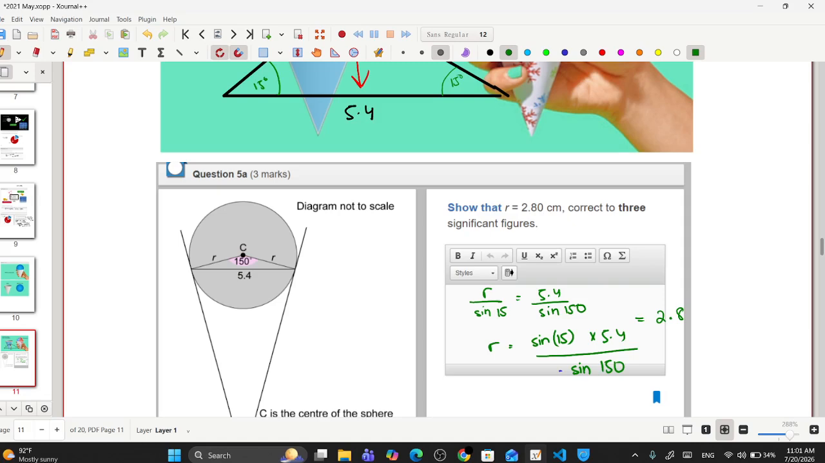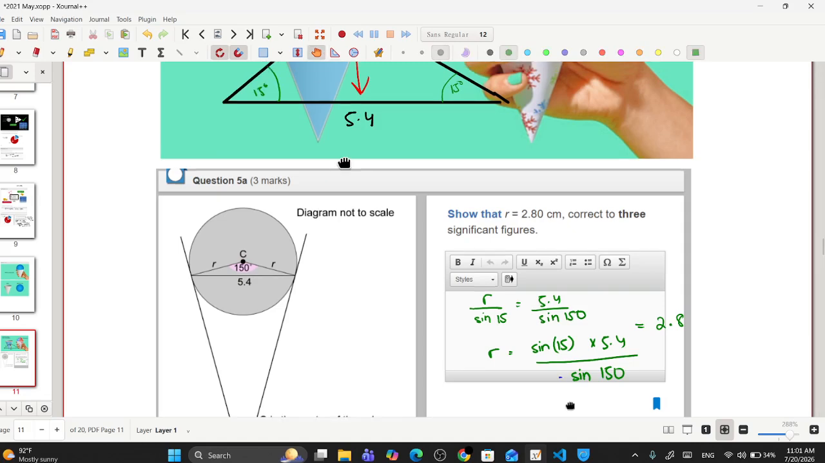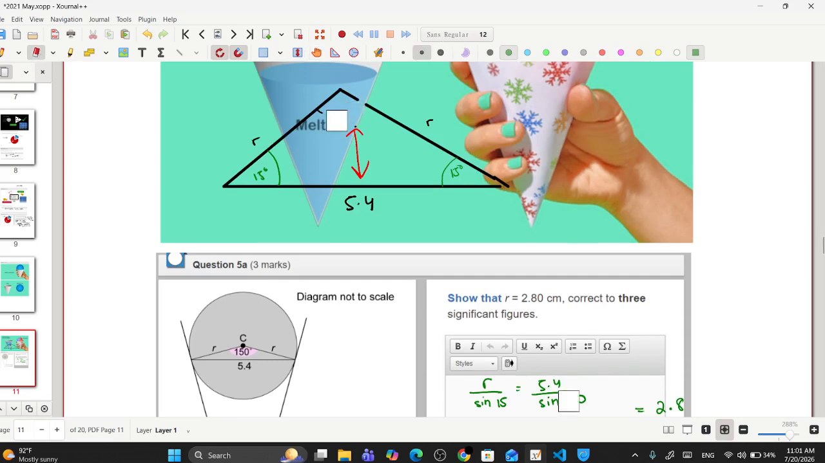There could have been like 3 to 4 methods of solving this. One method could have also been that the student could have divided this into two separate triangles that look like this, 90 degrees. Since the entirety of that angle was 150 degrees, this is going to be 75, half of it. And a student could have used the ratios as well for that. That would have been fine as well.